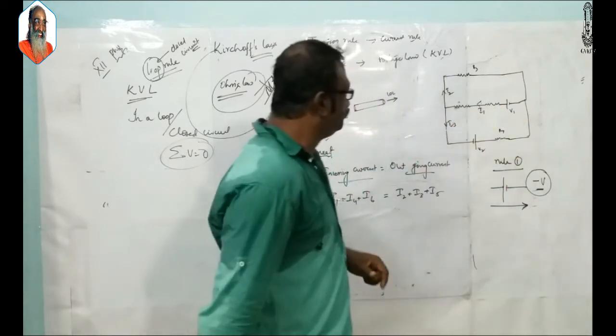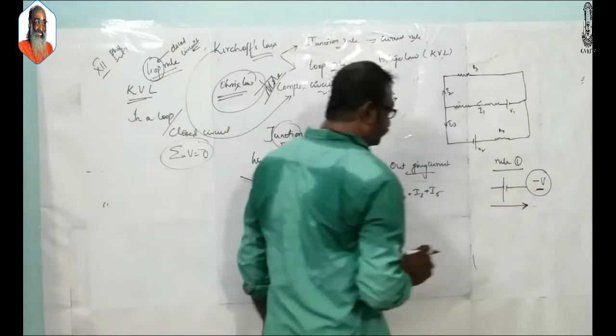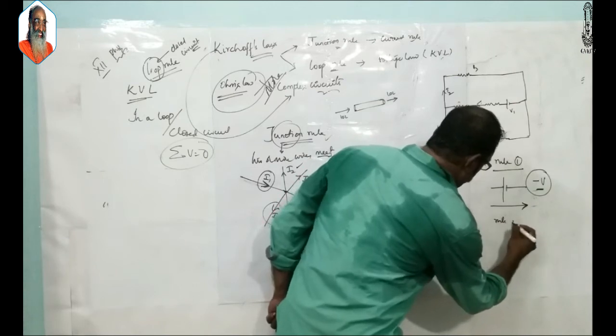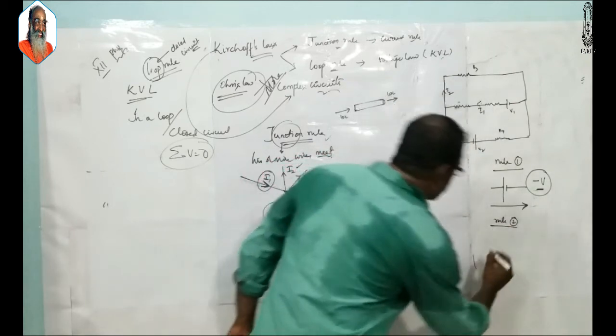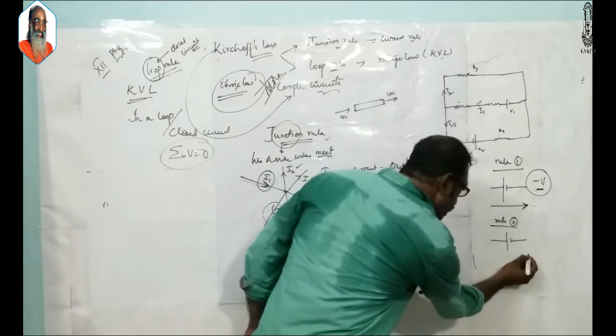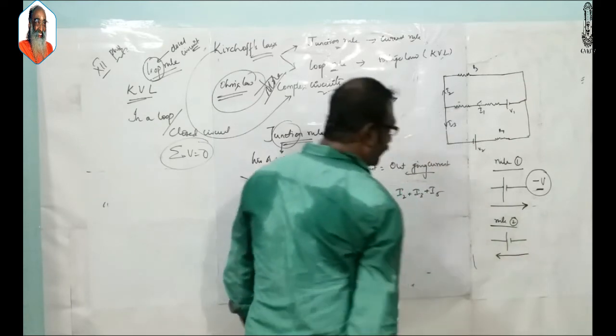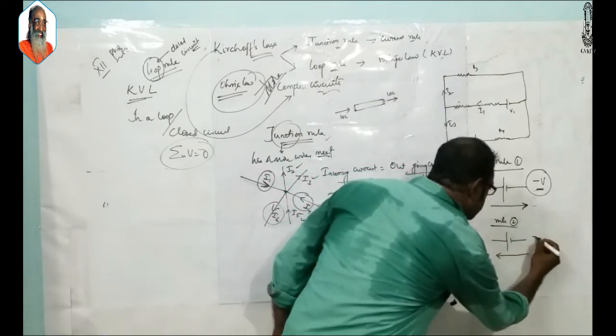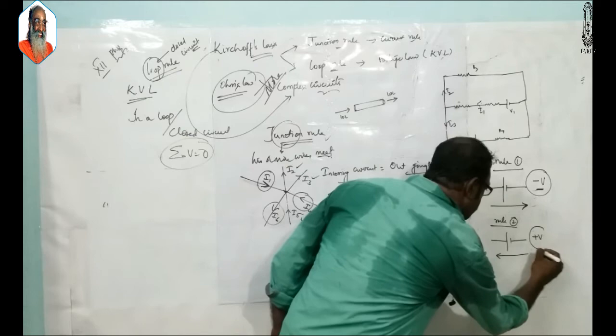And we will go with rule 2. If it is like this, and you are considering this direction, you are moving from negative to positive. So here the potential is taken as plus V. That is rule 2. And now coming to rule 3.